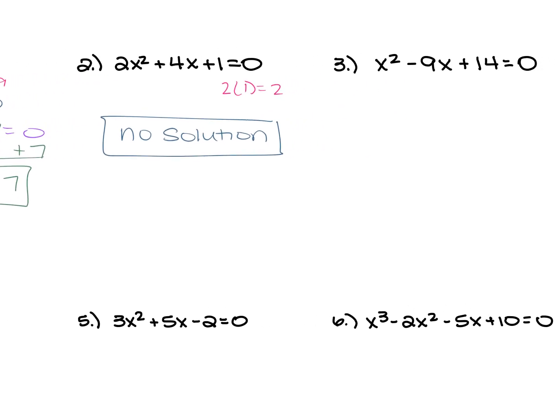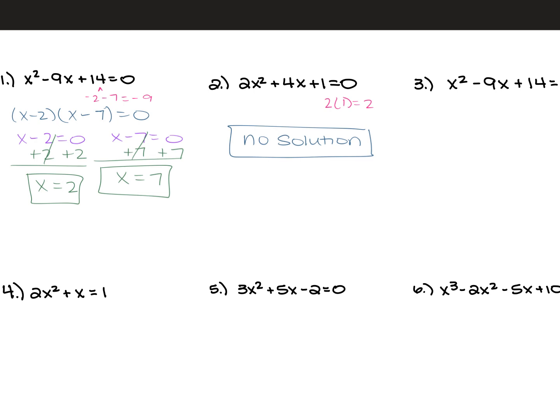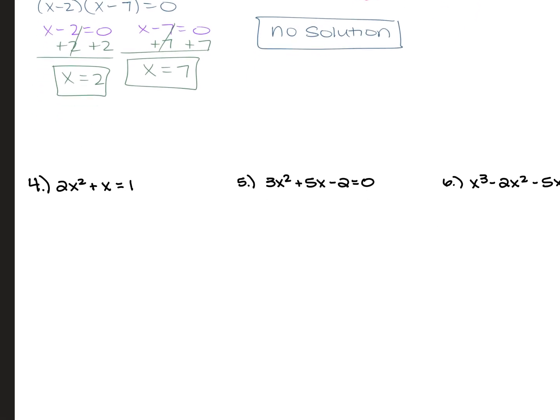For number 3, you have x squared minus 9x plus 14 is equal to 0. This is the same question as number 1, so don't work with it. You can just cross it out if you want to. For your number 4, though, you have 2x squared plus x is equal to 1.